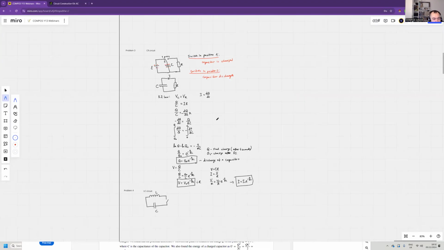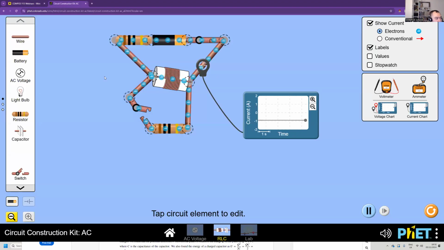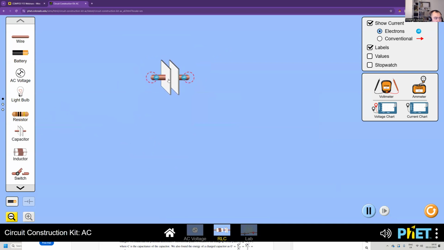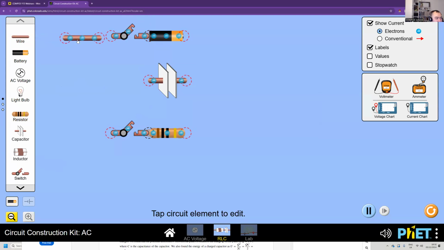So yeah, this is what happens if you charge a capacitor, and I really hope you've seen this. You have a capacitor, you have a battery, you have two resistors, you have two switches, and then you just do that.